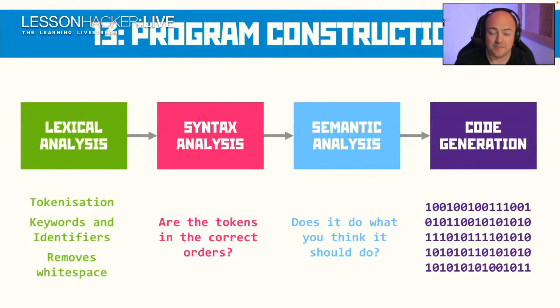That's then passed on to the semantic analysis, which is pretty much, does it do what you think it should do? Are you trying to add two ints together, or are you trying to add an int to a string? And if it passes that, it gets turned into the ones and zeros, the actual code. They are the steps of program construction. It is very, very straightforward, but go back over your notes and just check that each stage is clear in your mind, what's actually happening.